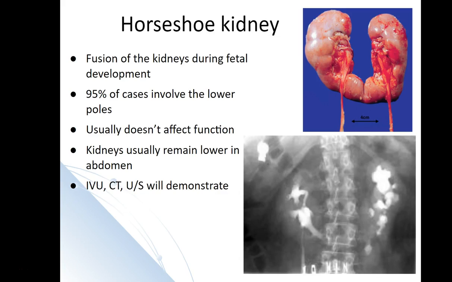They still function normally. But because of the fusion of the lower poles, the kidneys tend not to ascend into their normal position in the abdomen, and they're typically found a little bit lower in the abdomen or upper pelvis. CT and ultrasound of the abdomen would certainly demonstrate this condition, as well as an IVU. And again, this is a congenital condition that the patient is born with.